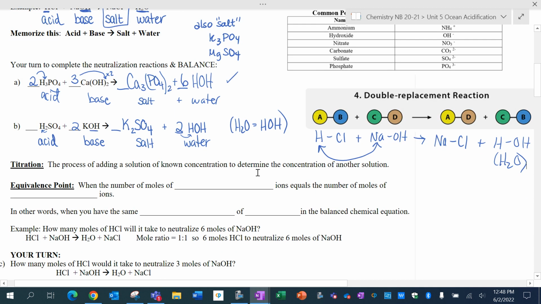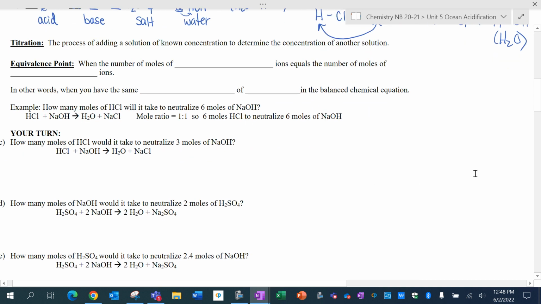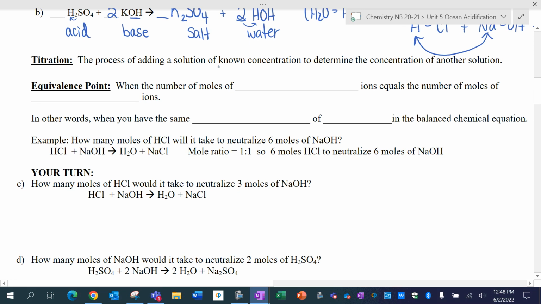All right, so now let's talk about a titration. A titration is a laboratory process, and it's where you add a solution of known concentration to determine the concentration of another solution. So you have a known and you have an unknown. And when we titrate something, we're eventually going to reach what we call the equivalence point. Sometimes we also use the term end point of a reaction. At the equivalence point, the number of moles of your hydrogen ion is equal to the number of moles of your hydroxide ions.